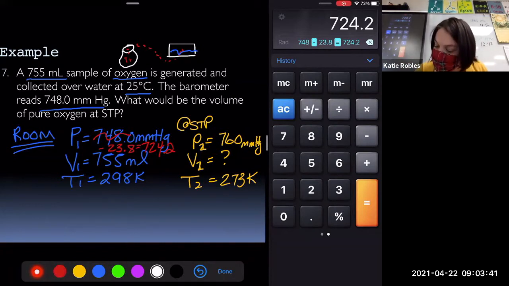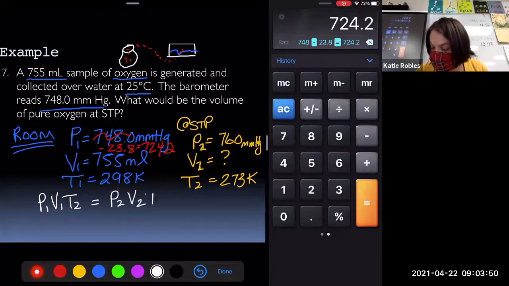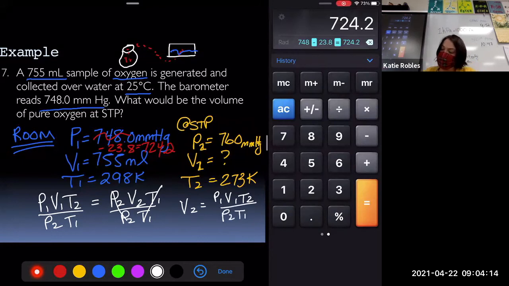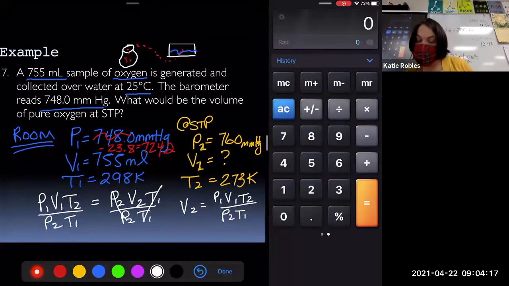So here it is. You've got the combined gas law, P1 V1 T2 equals P2 V2 T1. We need to solve for V2, so divide by P2, divide by T1. I like to rewrite these because it bothers me when it's written like that. So I write V2 equals P1 V1 T2 over P2 T1. That way, when I rewrite it, it's a little bit easier to put into my calculator. So I just go ahead, I plug it in here, plug and chug.